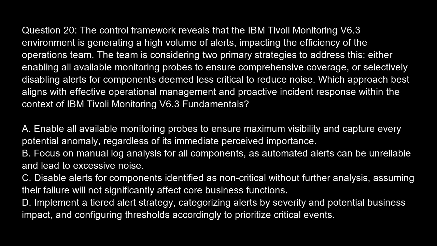fundamentals? Option A. Enable all available monitoring probes to ensure maximum visibility and capture every potential anomaly, regardless of its immediate perceived importance. Option B. Focus on manual log analysis for all components, as automated alerts can be unreliable and lead to excessive noise. Option C. Disable alerts for components identified as non-critical without further analysis, assuming their failure will not significantly affect core business functions. Option D. Implement a tiered alert strategy, categorizing alerts by severity and potential business impact, and configuring thresholds accordingly to prioritize critical events.